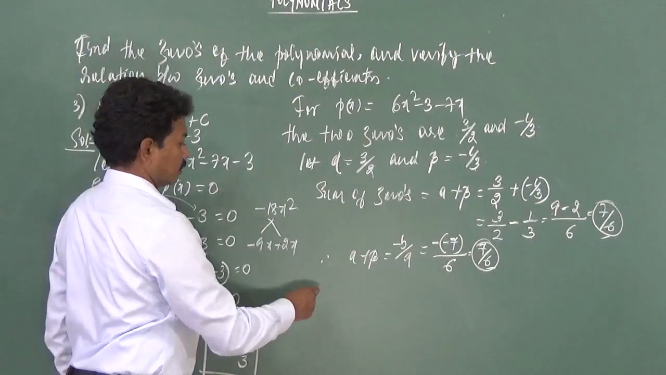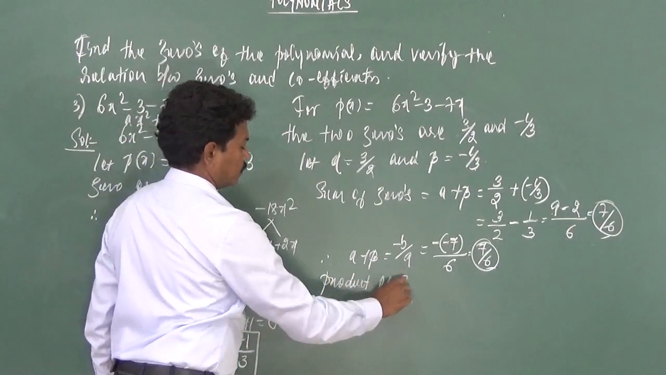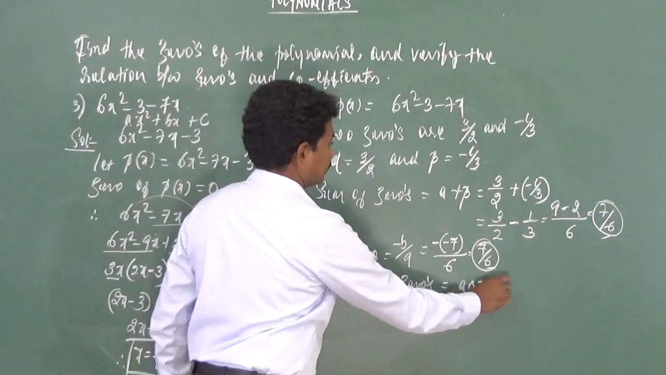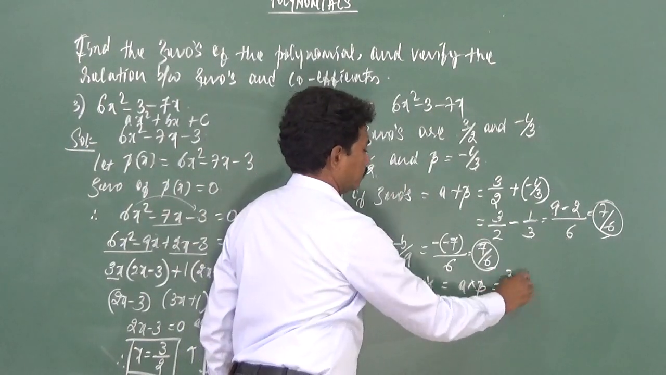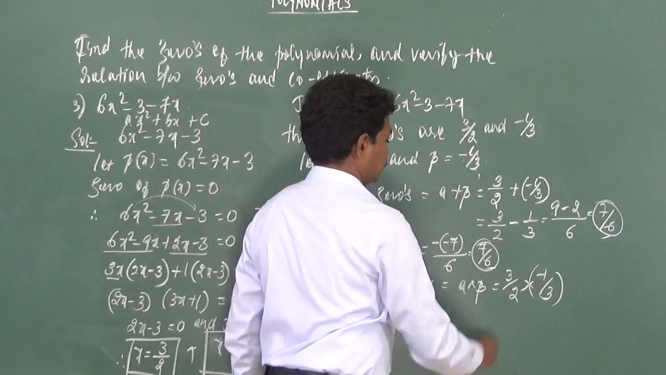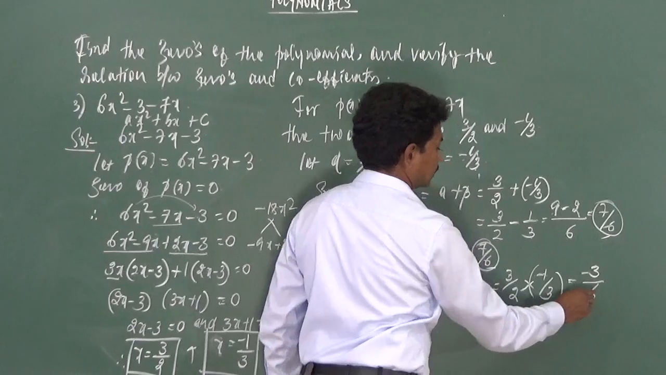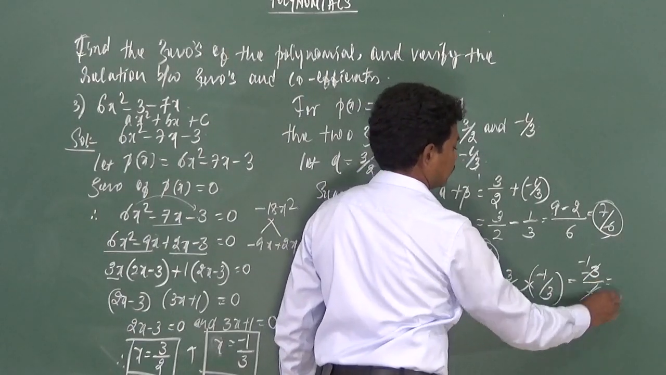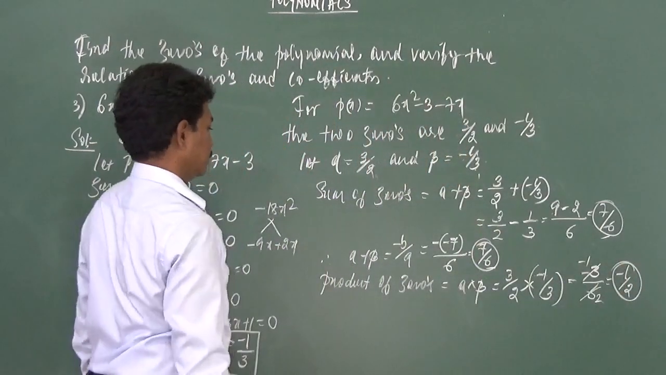So let us now go with product of zeros. Product of zeros is equal to alpha into beta, that is alpha is 3 by 2 into beta is minus 1 by 3. So 3 into minus 1 is minus 3, 2 into 3 is 6, so that becomes minus 1 by 2. So that is the product of zeros.